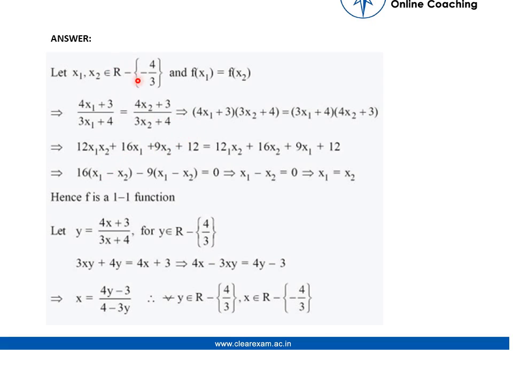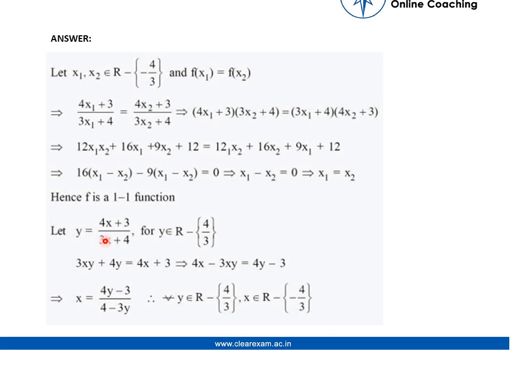If we want to prove the function is one-to-one, x1 should be equal to x2. So our motive is to prove this. After the calculation, we can easily see that x1 is equal to x2. Hence the function is one-to-one, that is bijective. Okay, so now we need to find the inverse element as well.